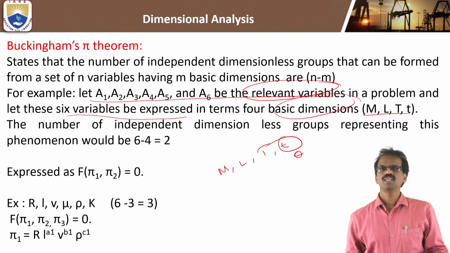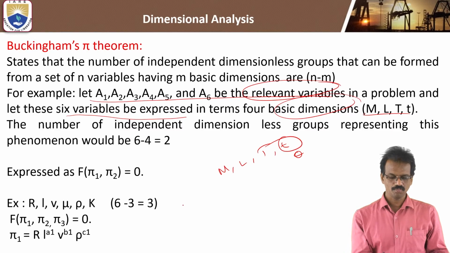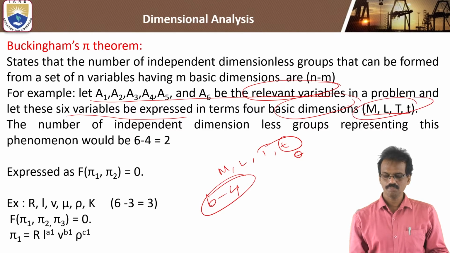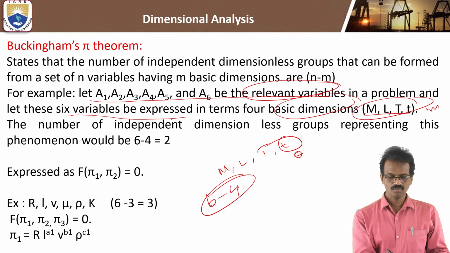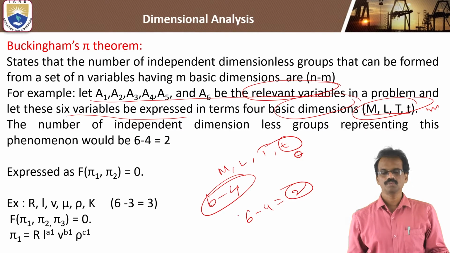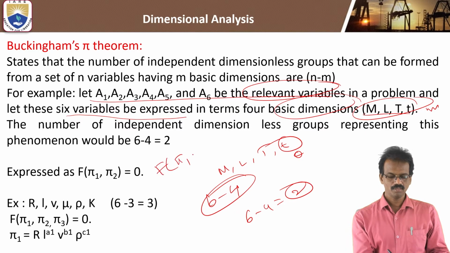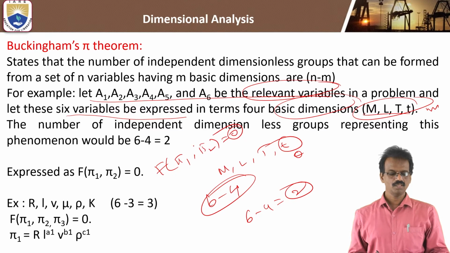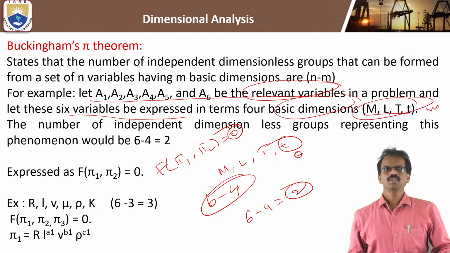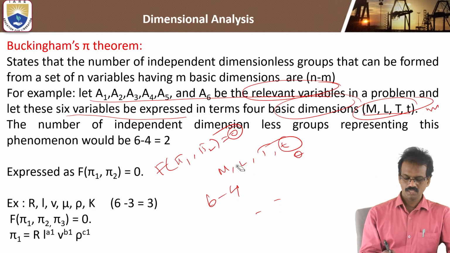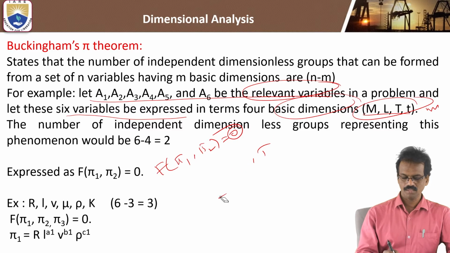So the number of independent dimensionless groups representing this phenomenon, you know that one. The number of pi terms means 6 minus 4, because we are taking the basic dimensions as the m value, and the total is equal to 6. 6 minus 4 is equal to 2, so the number of pi terms is equal to 2. So function of pi 1, pi 2 equal to 0. This is the expressed formula. Now we'll see one example, then you can understand the Buckingham pi theorem easily.